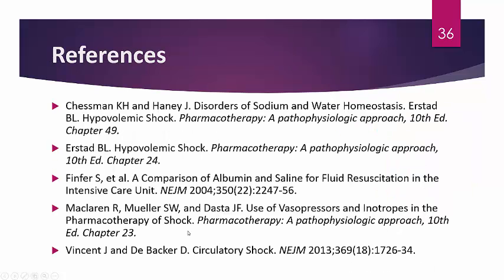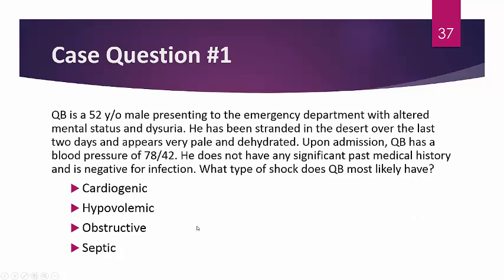Here are the references for this talk today. We'll go over these questions very briefly. So we had QB, a 52-year-old male who went to the ED with altered mental status and dysuria. He was stranded in the desert over the last 2 days and appeared very pale and dehydrated. He became hypotensive but didn't have any significant past medical history and is negative for infection. What type of shock does he most likely have?